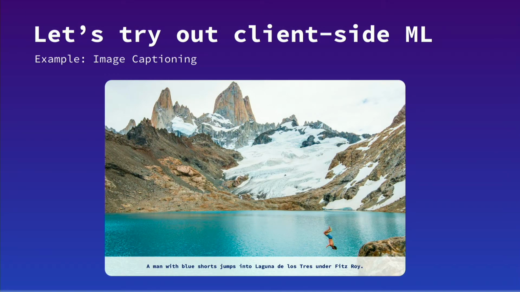And to do that, I have an example, which is image captioning. So given an image, like this one, I want to be able to generate a natural language description of what's happening in that image. So here there's a man jumping into a lake, into a lagoon. And the description is generated using a machine learning model.